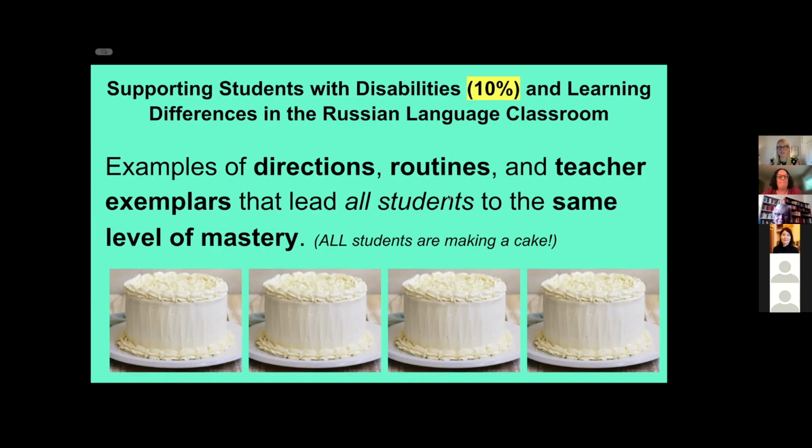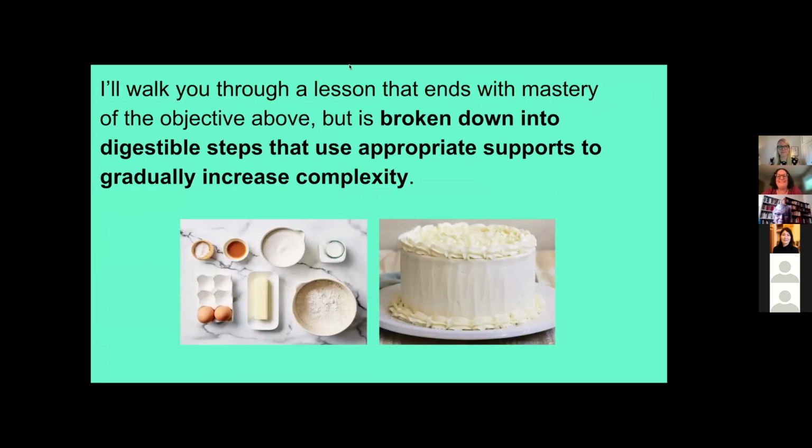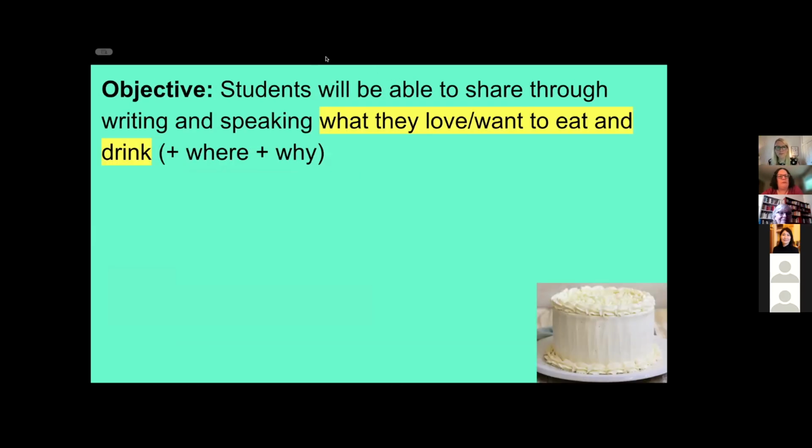Everyone in my class is going to be making a cake. So I'm going to walk you through a lesson that ends with mastery of the objective, but is broken down into digestible steps that use appropriate supports and gradually increase complexity. So instead of just starting with make a cake, we're going to look at the ingredients that I give my students. So a recent objective that I was working on with my students is that they'd be able to share through writing and speaking what they love or want to eat, and also where and why.